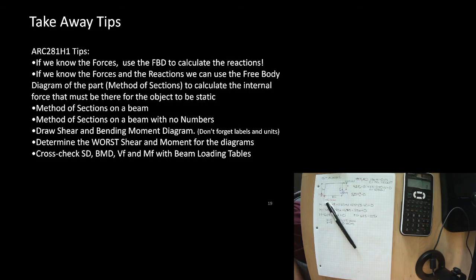We should know how to do method of sections on a beam. We should know how to do method of sections on a beam with no numbers. We should be able to draw a shear and bending moment diagram. Don't forget, you need your labels and your units. And we should be able to figure out the worst shear and moment from those diagrams or those calculations.